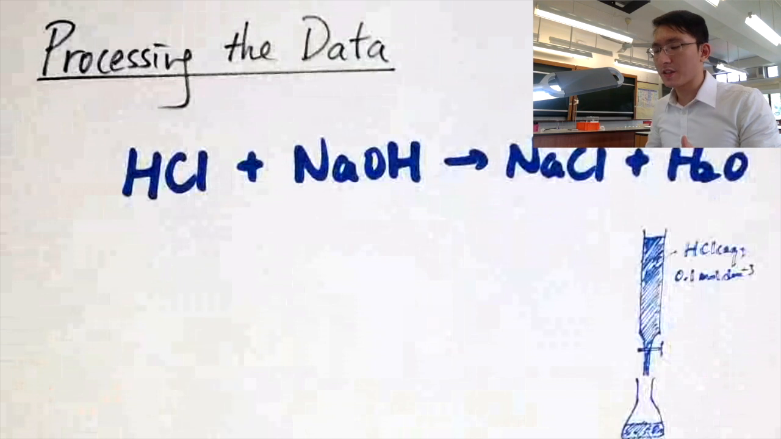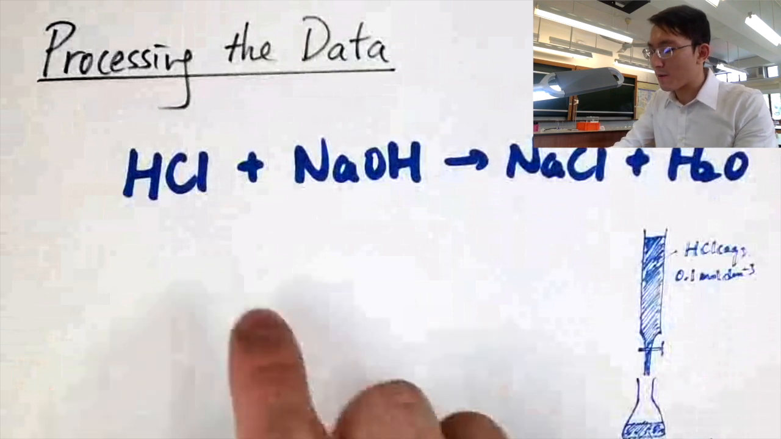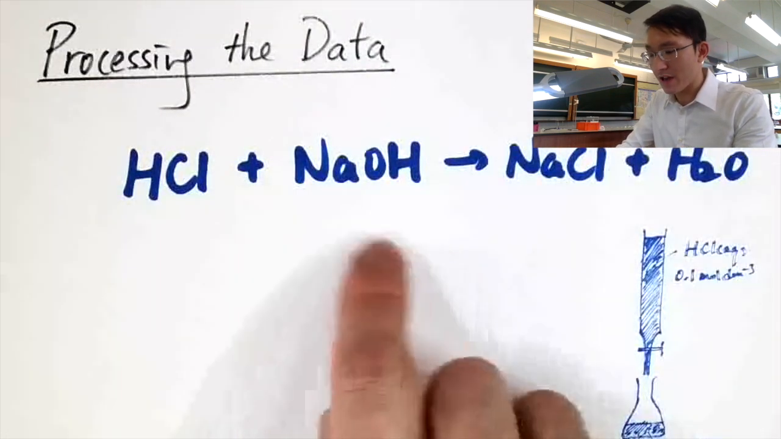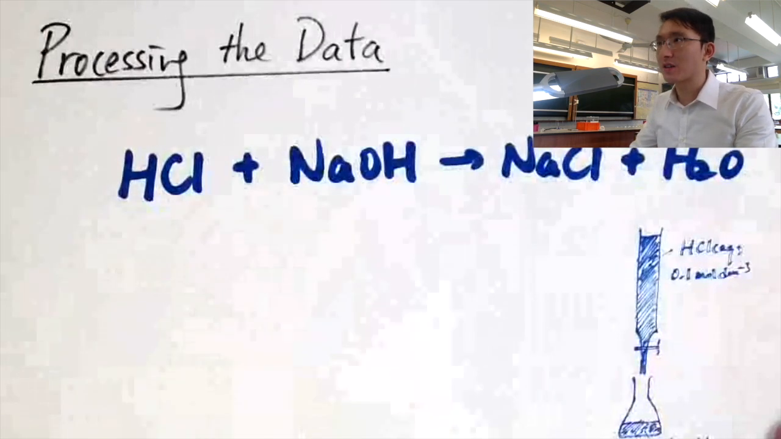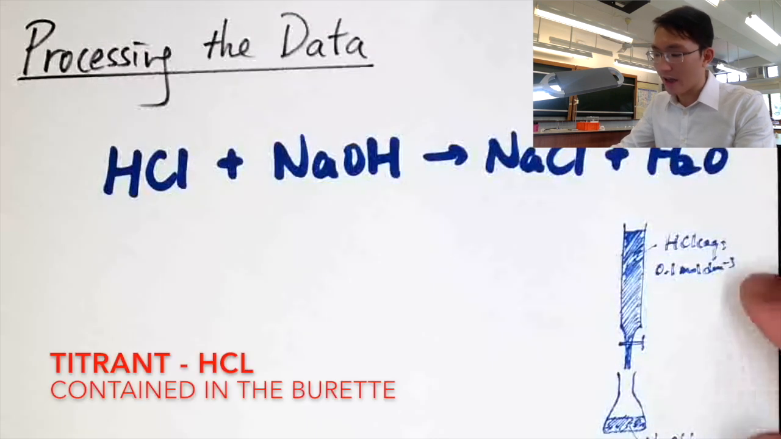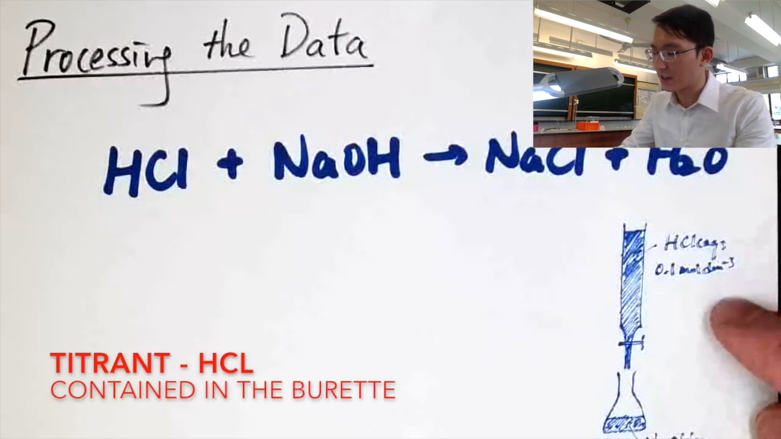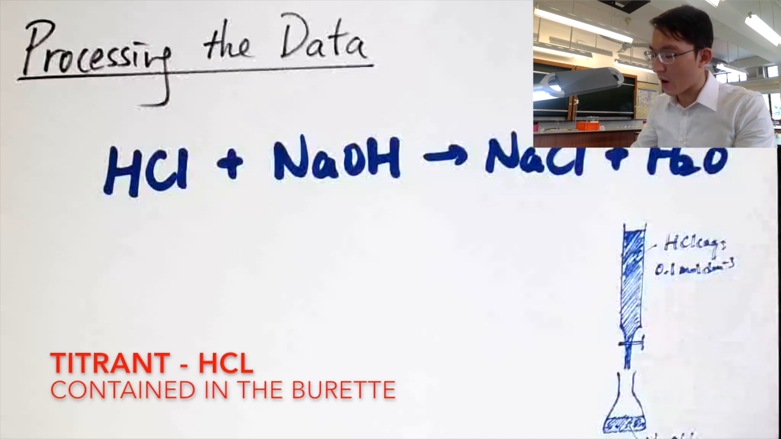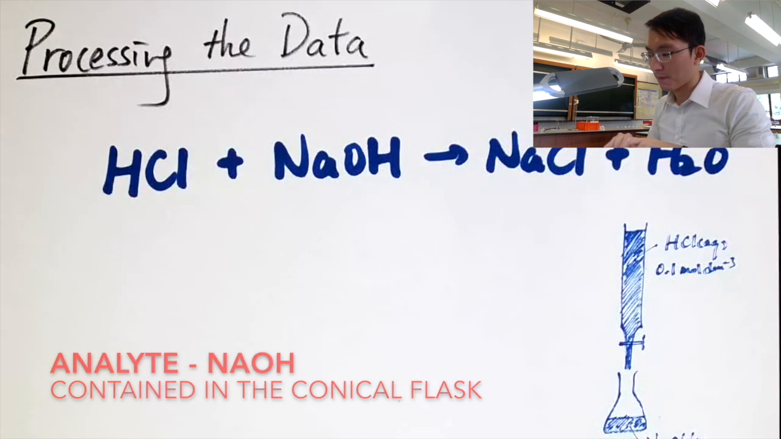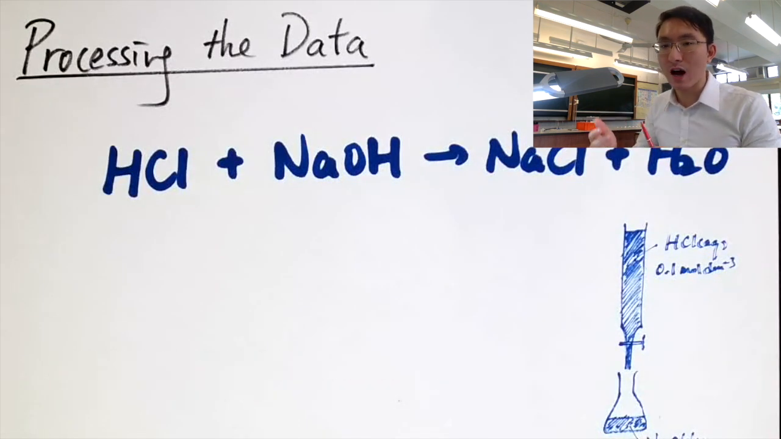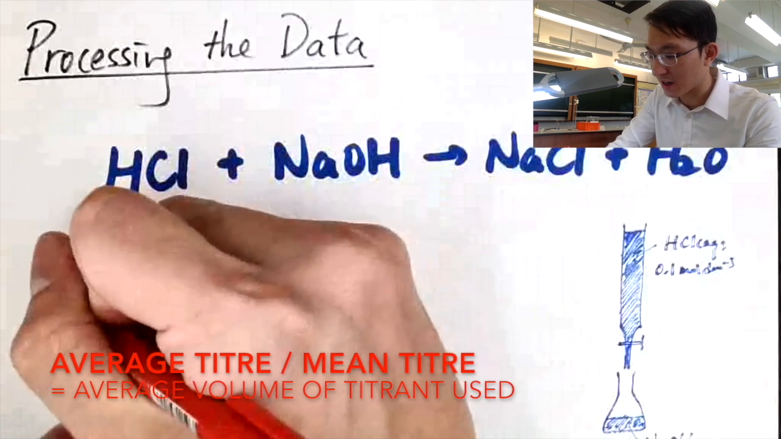Now, for processing the data, first of all, let me remind you about the reaction. The reaction is between the hydrochloric acid and the sodium hydroxide. This is a very simple setup showing that the HCl is the titrant contained inside the burette, while our unknown sodium hydroxide is our analyte, which is down there in the conical flask. So now we should start by calculating the average volume of HCl used, or the average titer.